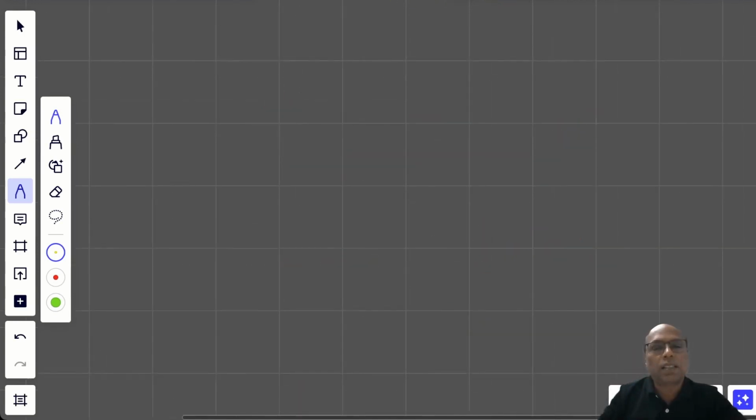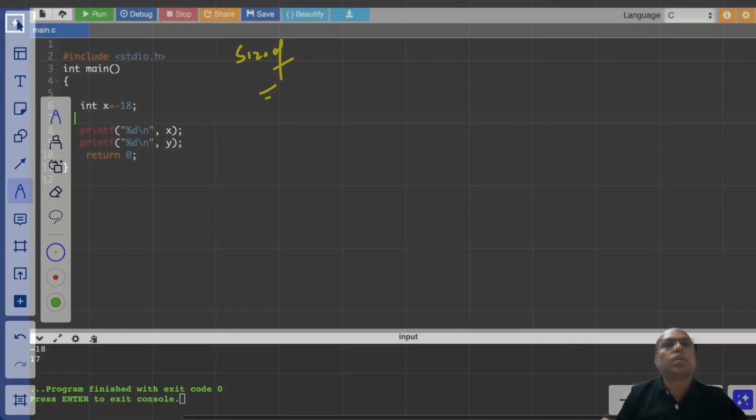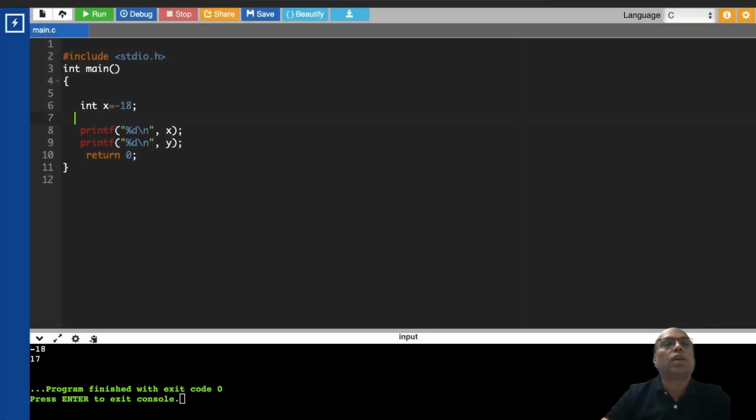Next, in this case, we have the sizeof operator. What does the sizeof operator do? It tells you how many bytes are allotted for a variable, constant, or an expression. Okay, so let us see how I should use a sizeof operator. I have written sizeof(x). X is what? Integer. If you want to know how many bytes have been allotted, simply say sizeof(x).